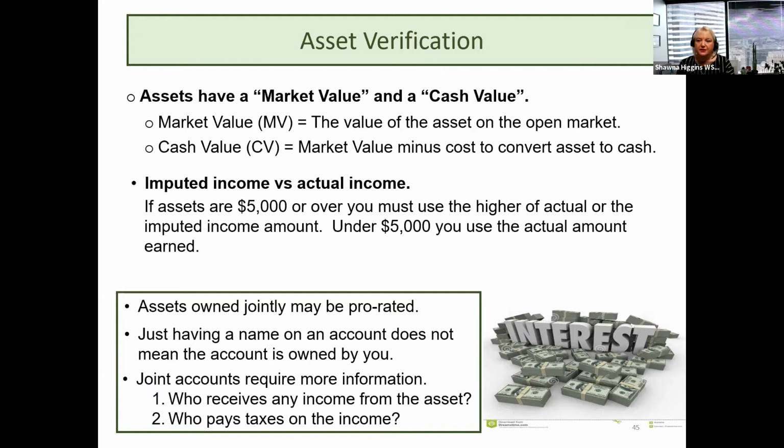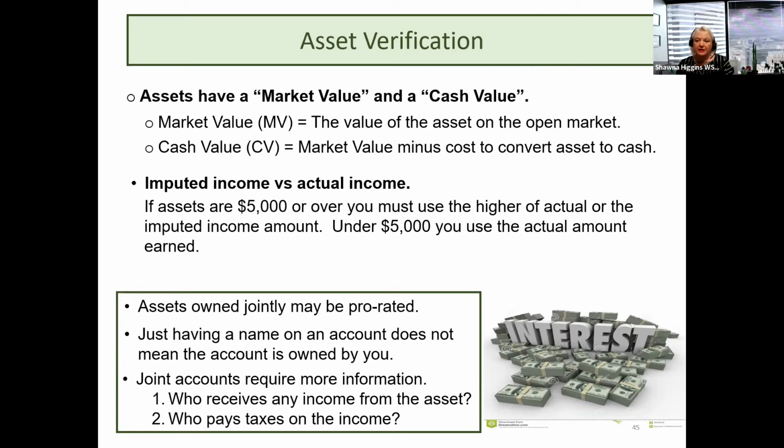So assets that are owned jointly may be prorated. For instance, if you and your ex-husband are divorcing, you own a savings account, and he doesn't live in the household and the wife does, you can take that asset and divide it in half.